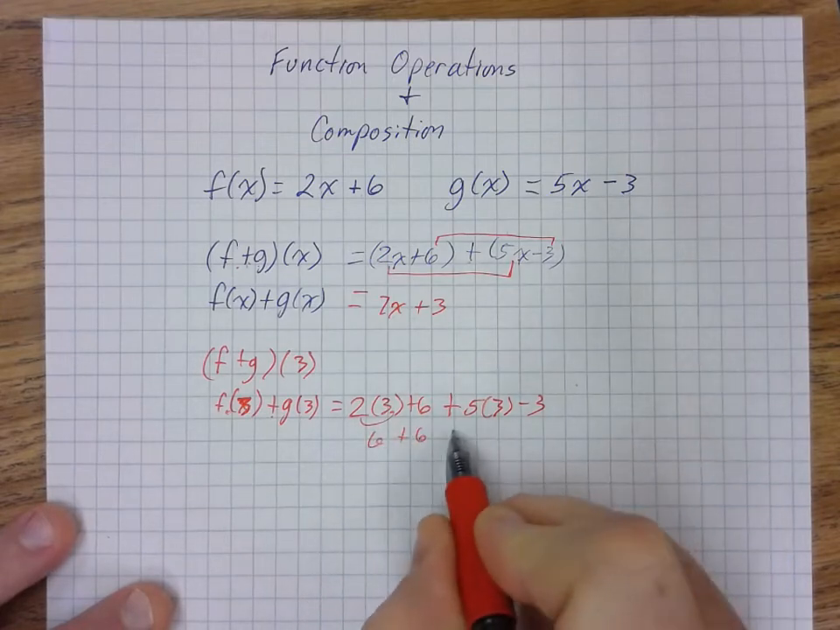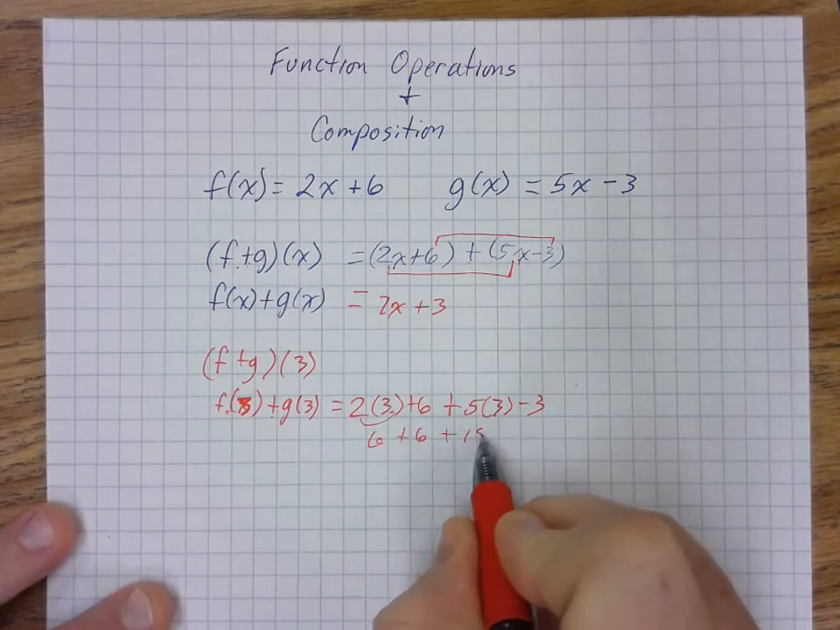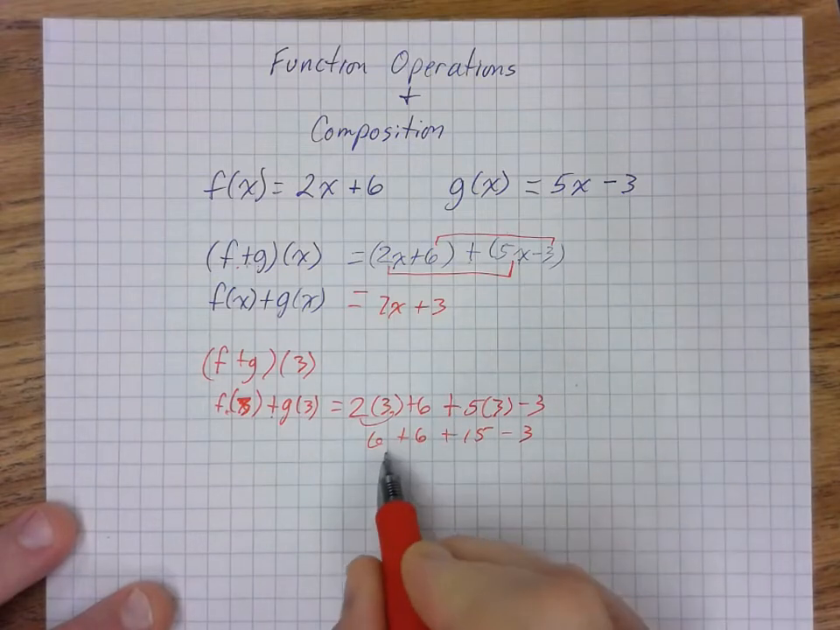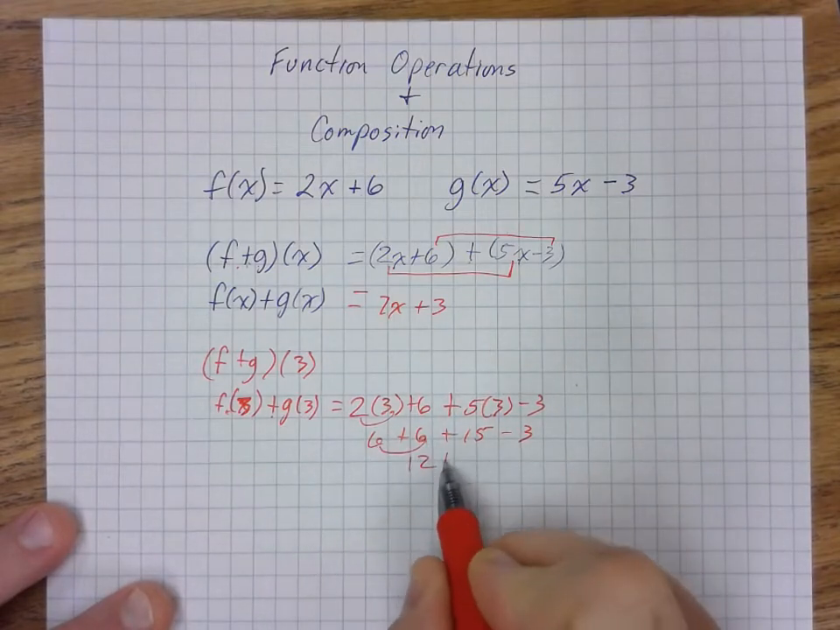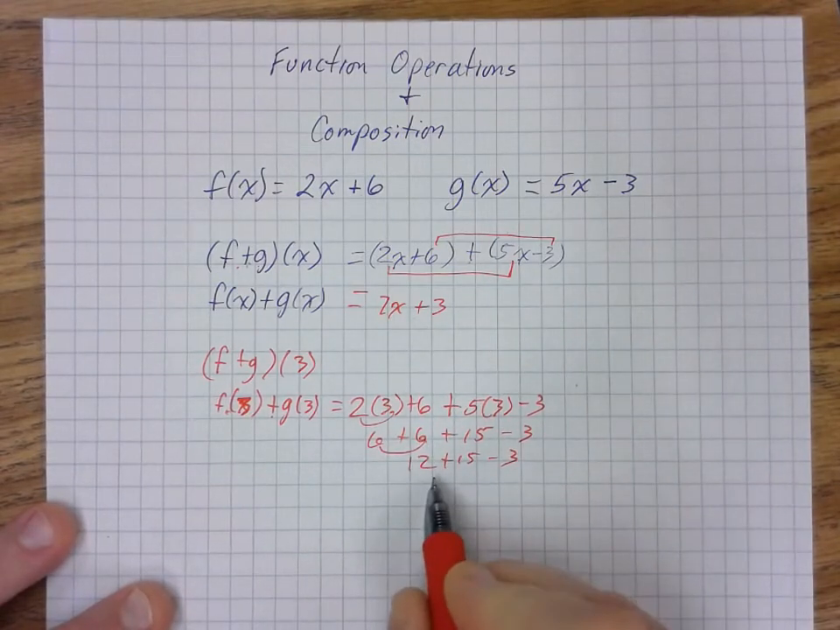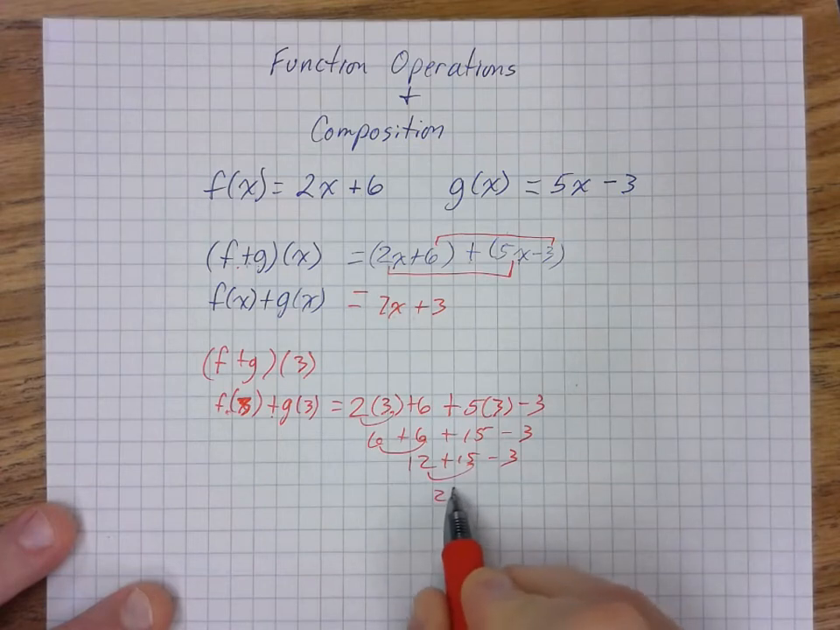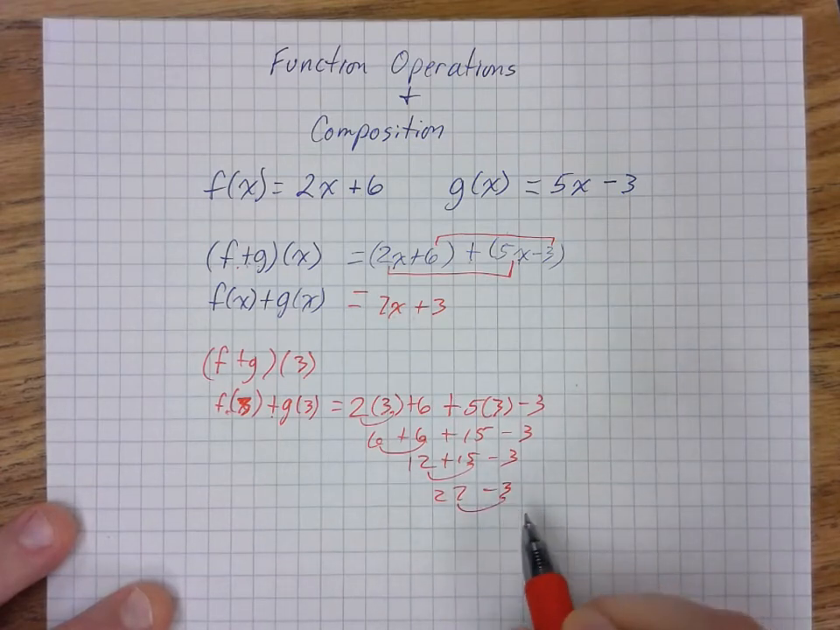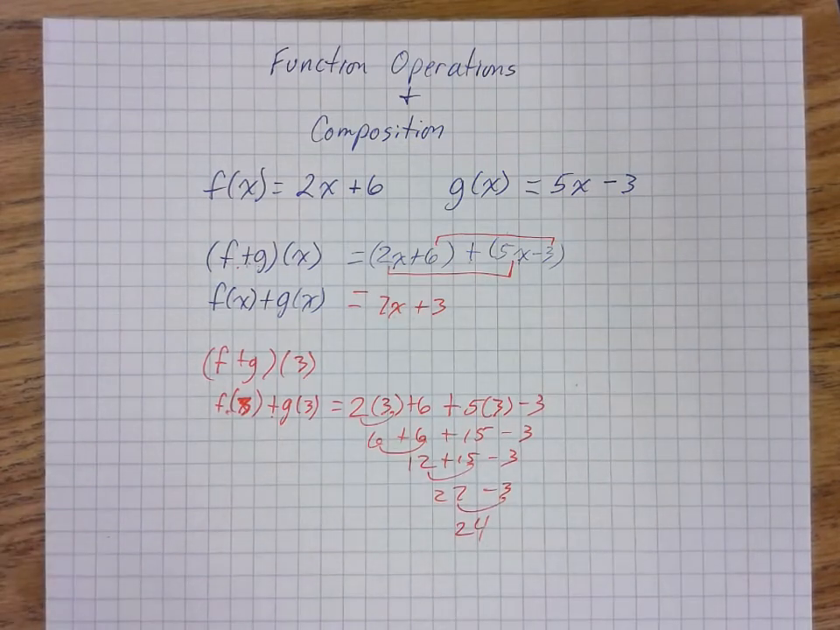This will of course give us 6 plus, this is 15 minus 3. 6 plus 6 is going to give us 12, plus 15 minus 3. This will give us 27 minus 3, and the final answer here will be 24.